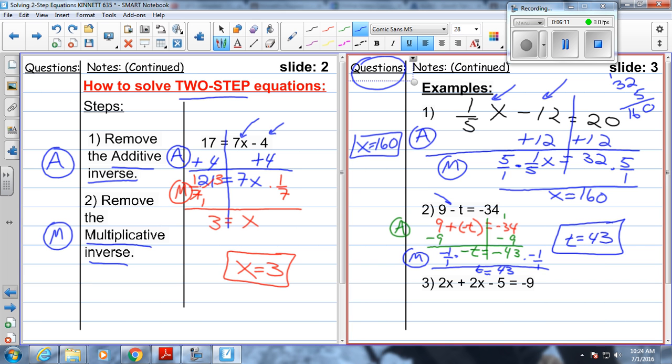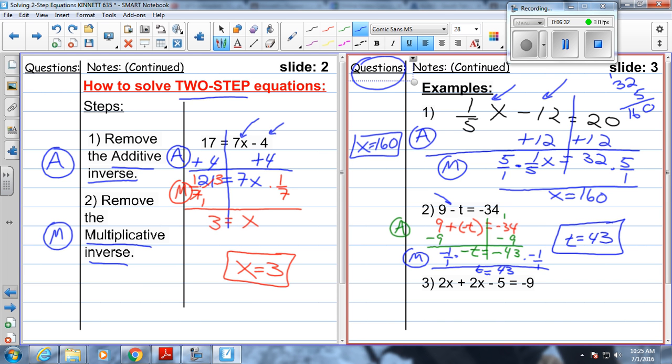Now, number 3 is kind of showing us what's going to happen in our future. If you remember from our previous lessons, we've already learned how to use the distributive property, and then we combine our like terms. Well, the full sequence for solving equations and inequalities is using all of those steps together. These steps we just learned, but the distributive and like terms first.